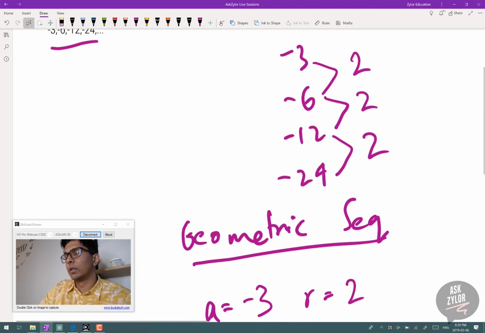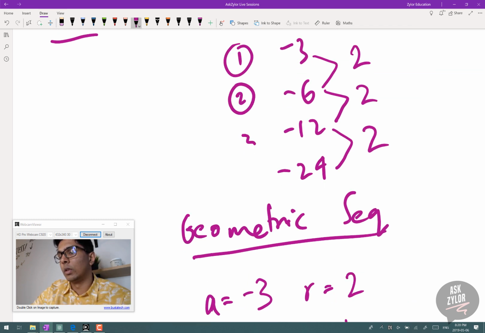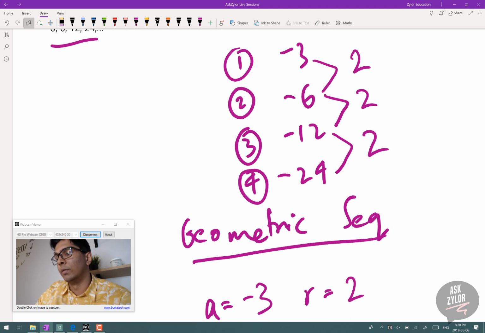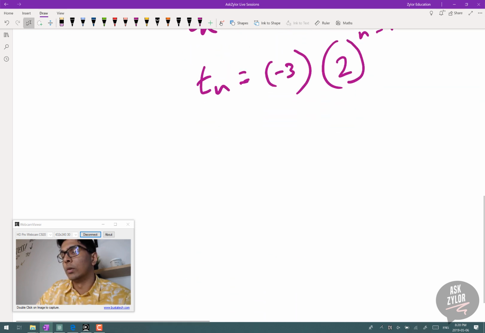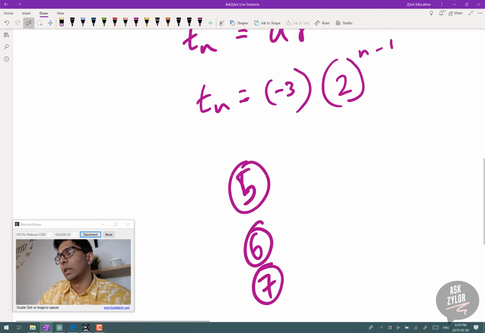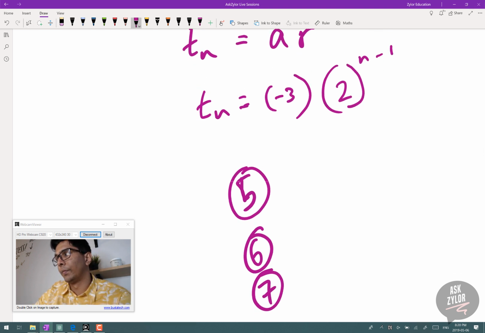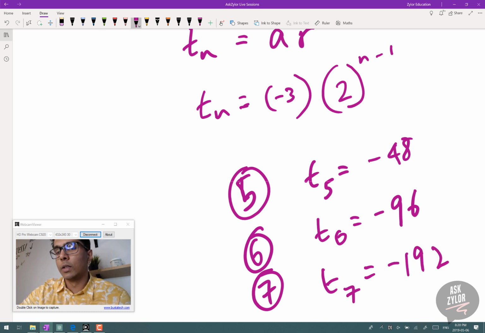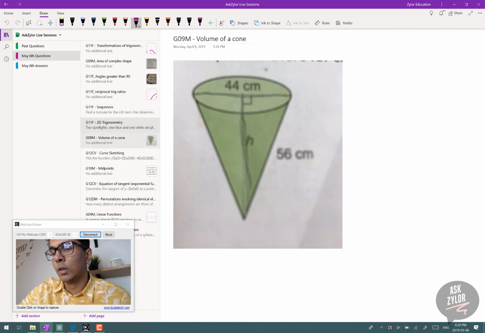Right, they've given us terms 1, 2, 3, and 4. So they're asking me to find the next 3 terms, so I should be finding 5, 6, 7. In order to find 5, 6, and 7, I'm just going to plug in 5, 6, and 7 into this equation. So my T5 is going to be -48, my T6 is going to be -96, and my T7 is going to be -192. Okay, so let's move on to the next question.